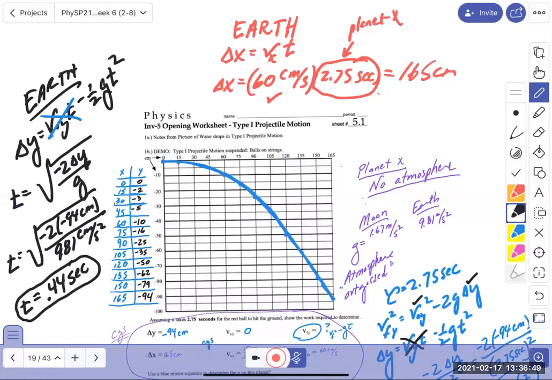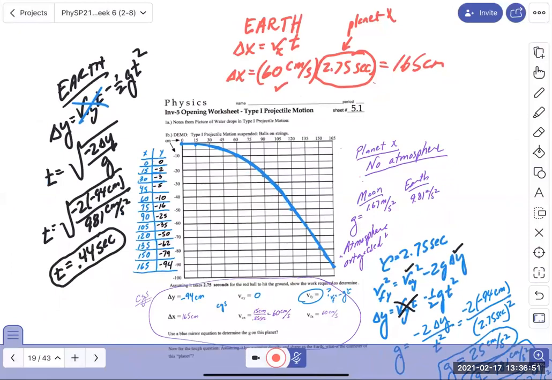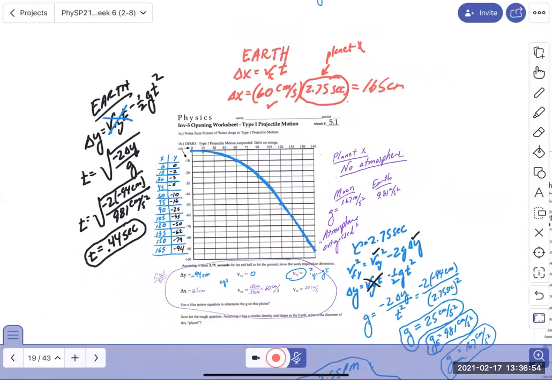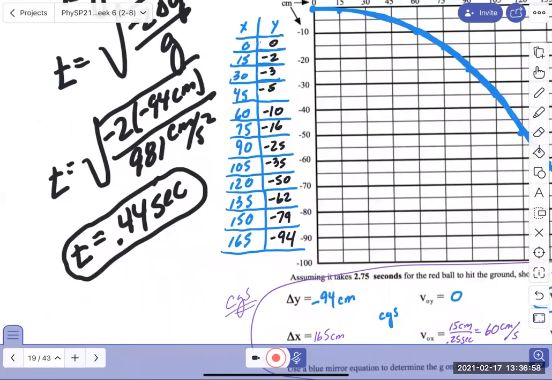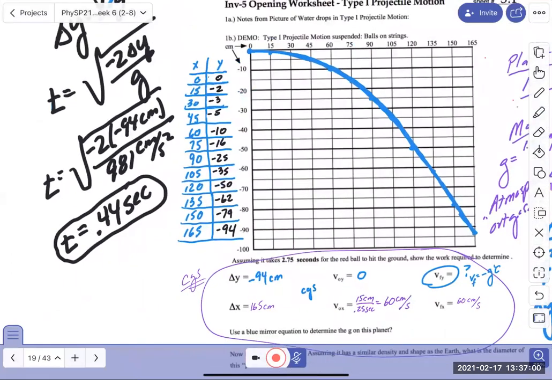But wait a minute, that didn't help us. There's no time on this graph. So what can I do with that 0.44 seconds now? Remember, I want to know how far out this ball will go. So the question is, now what?